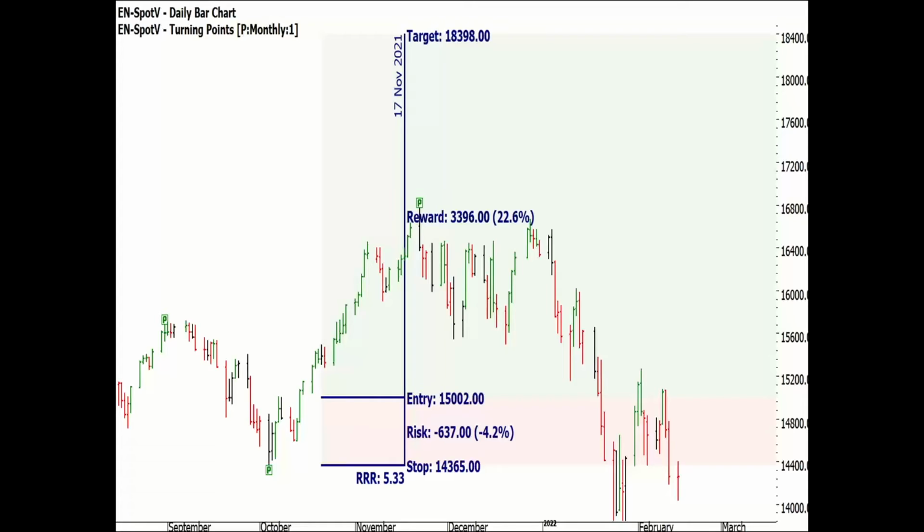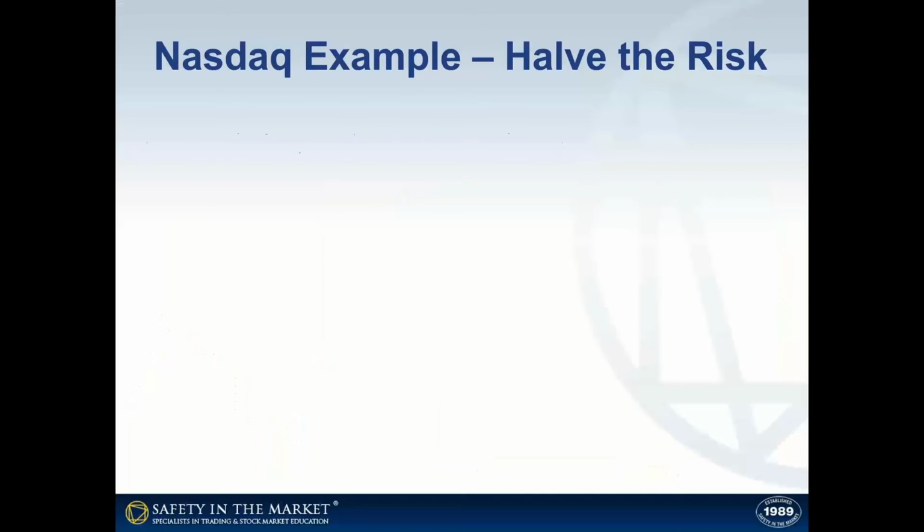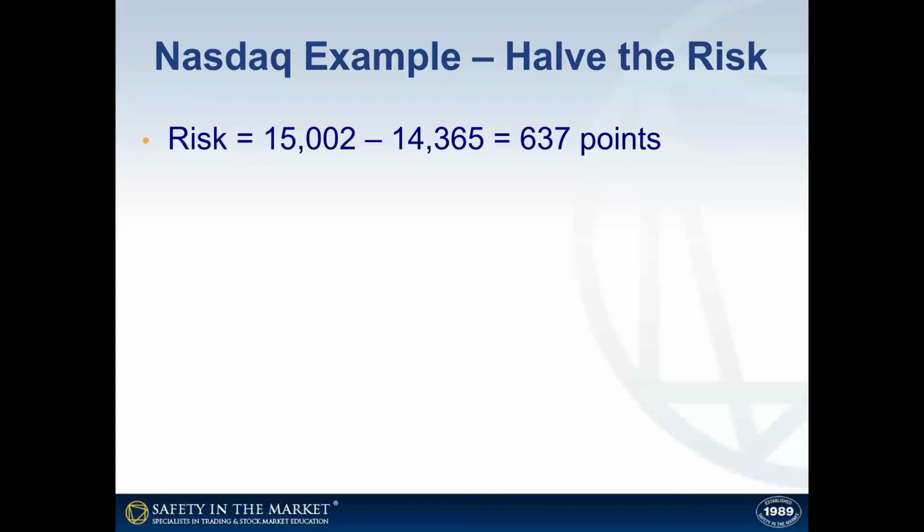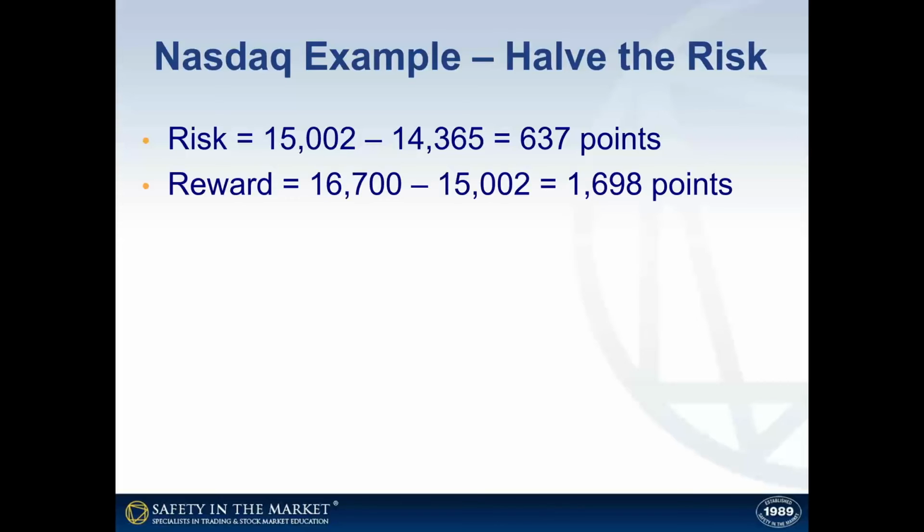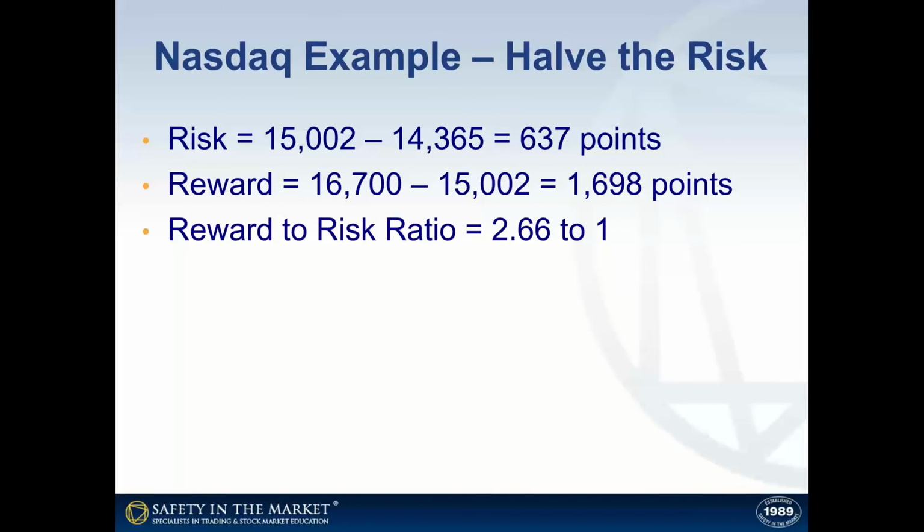I think that's the yearly top. Let's look at the alternate scenario now. Let's look at halving the risk on the trade. So if we halve the risk, our risk was 637 points and our reward was 1,698 points and the reward to risk ratio was 2.66 to 1.